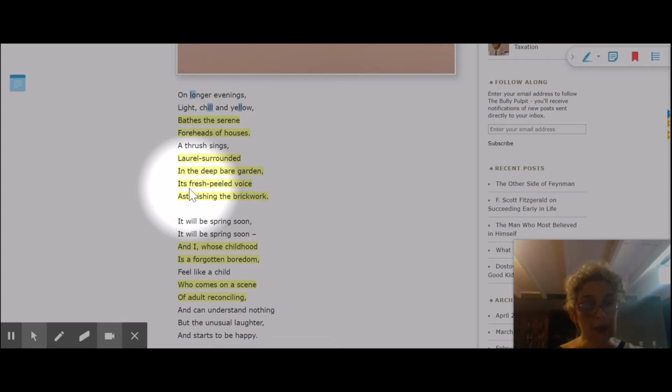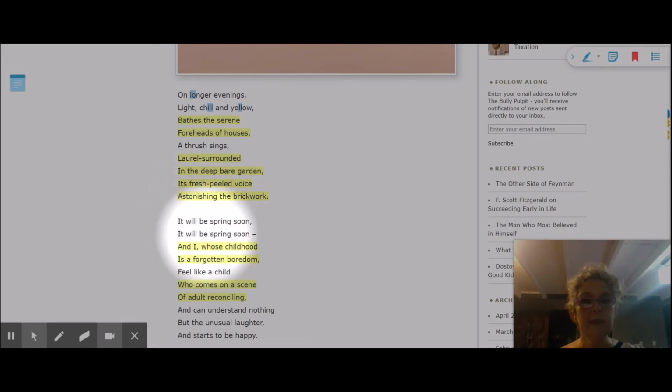However, again, the contrast: the voice of the bird sounds fresh peeled. It's a fresh peeled voice. Fresh peeled makes us feel that the bird has never used his voice before. He is like using it for the first time. That is to say, not only are trees or nature coming back to life, but the voice of the bird is fresh, is brand new.